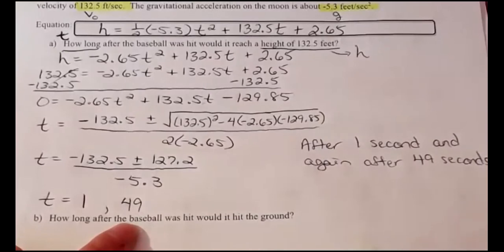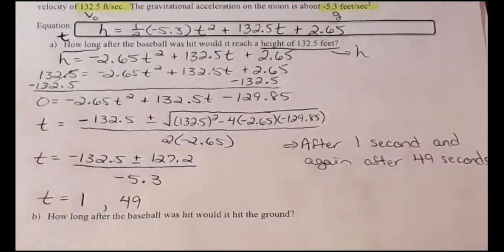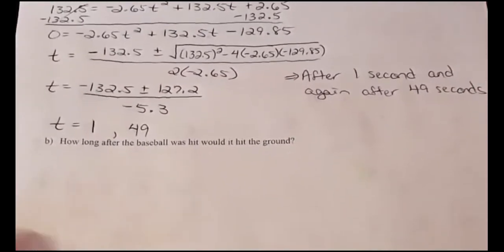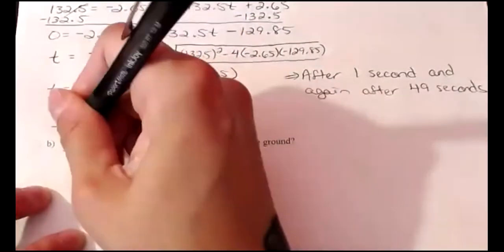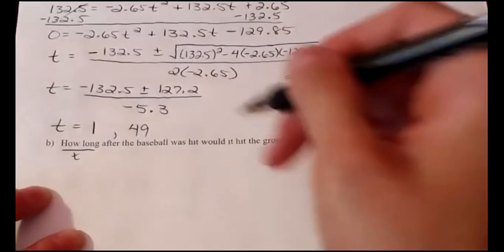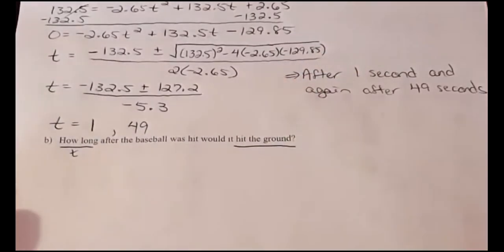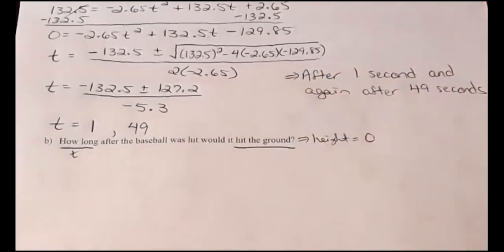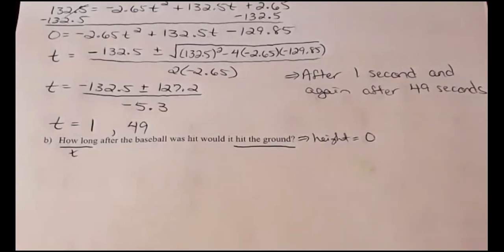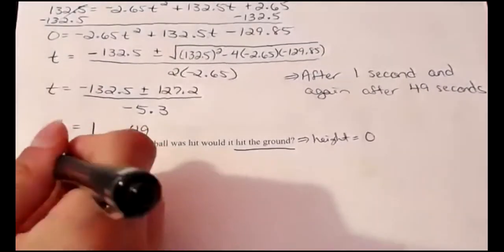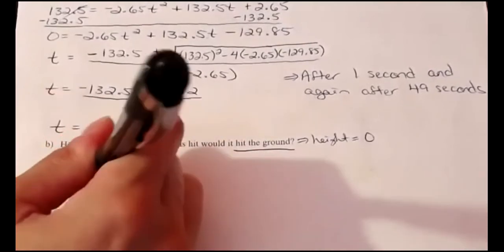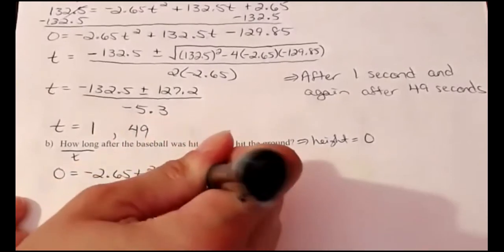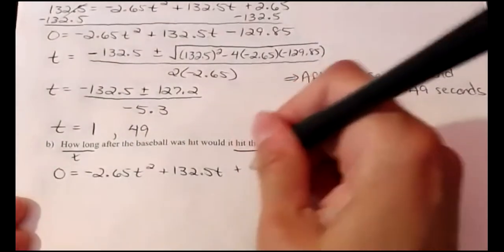Okay, that's essentially what we're looking at, after 1 second and then again after 49 seconds. For part B, it says how long after the baseball was hit would it hit the ground? So again, how long? Well, that means I don't know t. But if it hits the ground, doesn't that mean that the height is 0? So I'm going to go ahead and replace height with 0. And we'll write out the entire equation, negative 2.65 t squared plus 132.5 t plus 2.65.